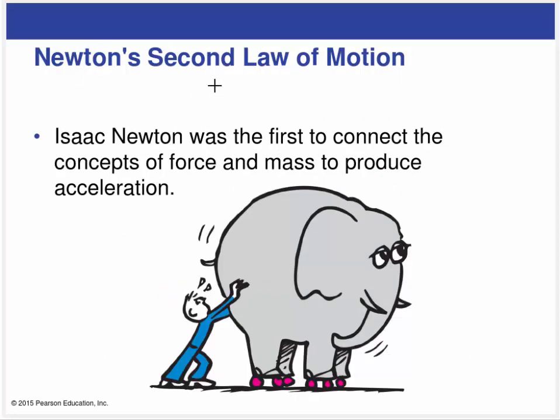And Isaac Newton was the fellow that first realized that if force is proportional to acceleration, and acceleration is proportional to 1 divided by mass, he said, hey, we can put these together, and we can say that an object's force is going to be equal to its mass multiplied by acceleration.